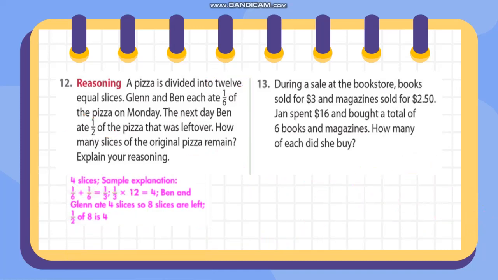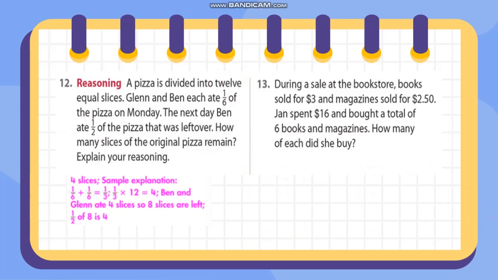Okay? So 1/6 plus 1/6 is 2/6, and 2/6 is equivalent to 1/3, and 1/3 of 12 is 4. Then Ben and Glenn ate 4 slices, so 8 slices are left. So 1/2 of 8 is equivalent to 4.